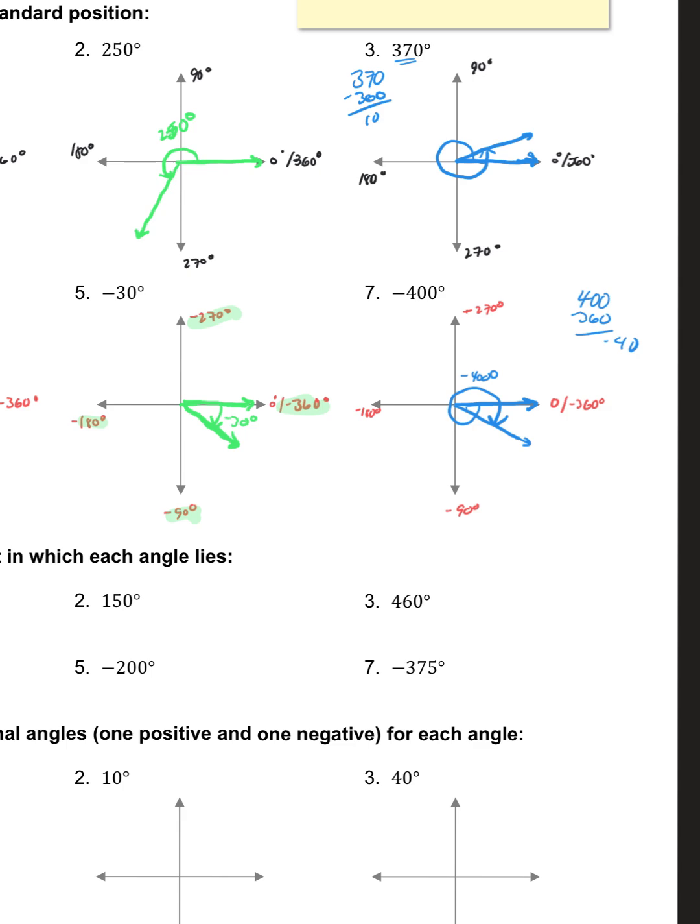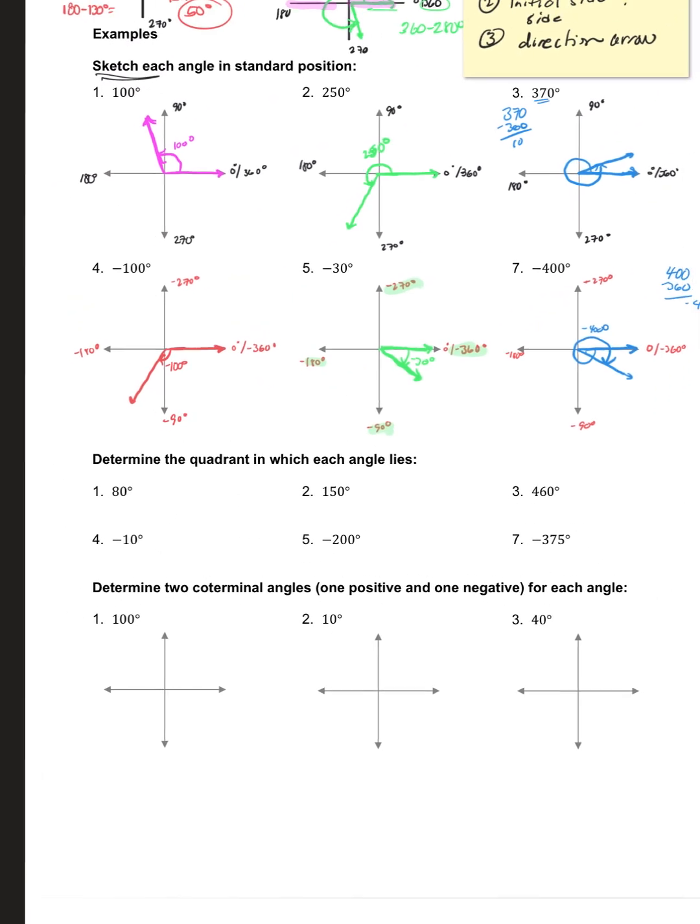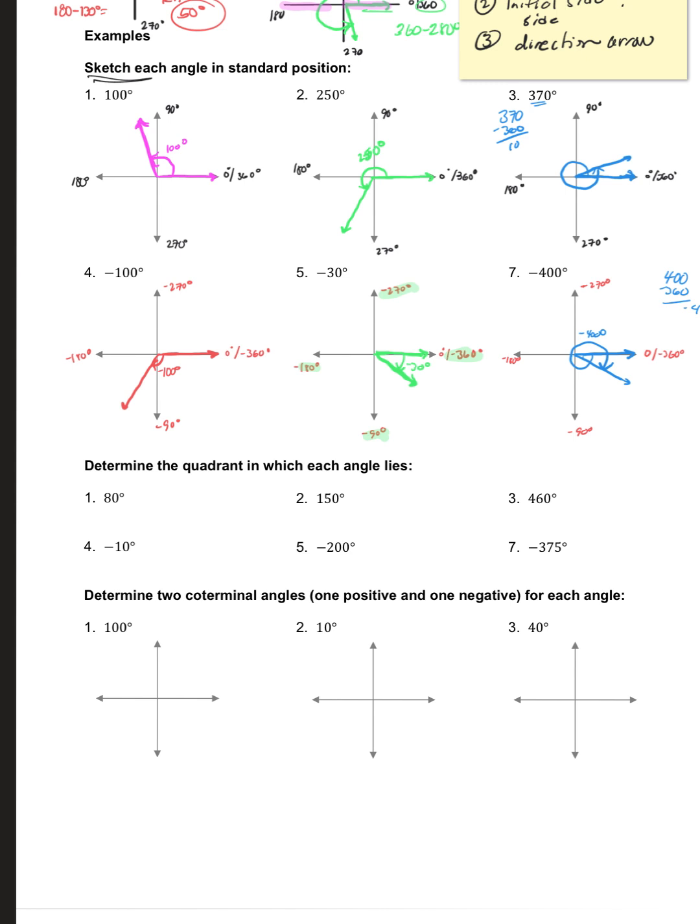Okay, so let's go on to which quadrant each of these lies in. So we did that earlier. What quadrant? So 80 degrees is actually in quadrant 1. 150 degrees in quadrant 2. 460 degrees. So again, if you're not too sure, draw it. So here's 360 degrees, and we're going counterclockwise, right? We go to 360, and then we go to 460, that's like 100 more. So we wind up in quadrant 2 again, okay?